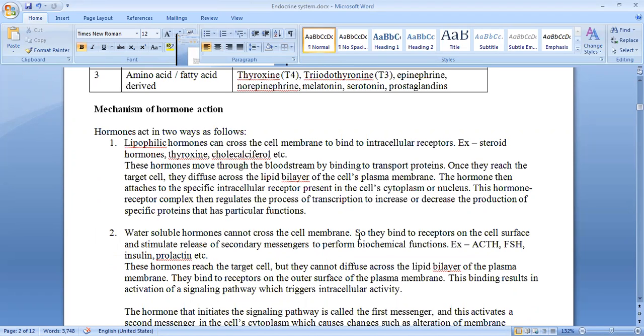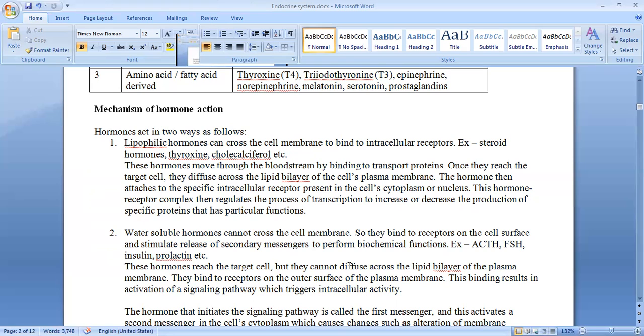So the mechanism of hormone action is important. Even in the exam, sometimes they ask about this. There are two ways in which hormones can act, and that depends on whether they are lipophilic or water soluble, hydrophilic. Lipophilic means they are insoluble in water but soluble in lipids. Hydrophilic means they are soluble in water, but not soluble in organic solvents or in lipids.